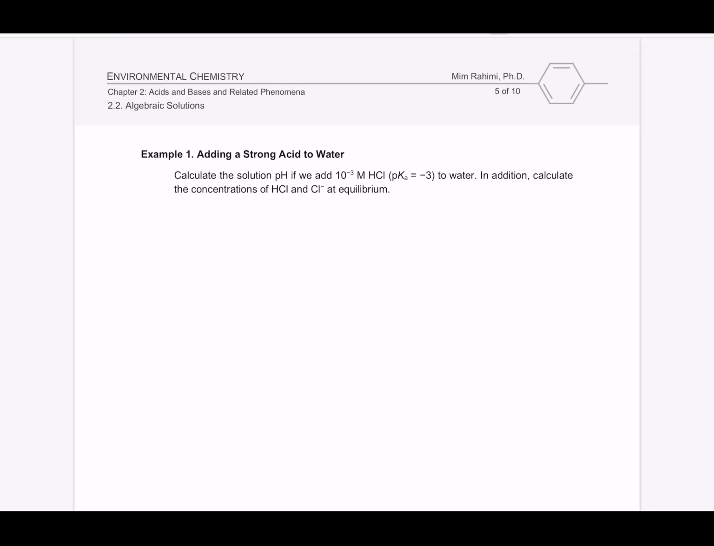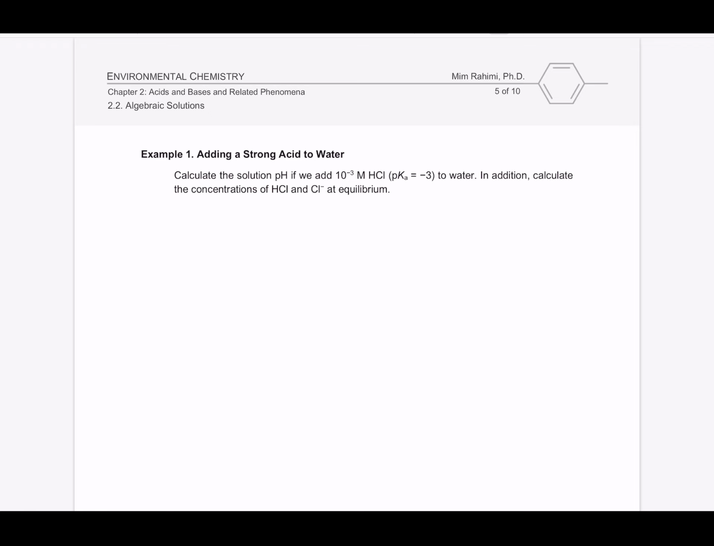What's the value? You said 2? Yeah, 3. So 10 to the minus 3, based on general chemistry, we know it introduces 10 to the minus 3 of H plus. So minus log of that, it would be 3. And the answer is actually 3.